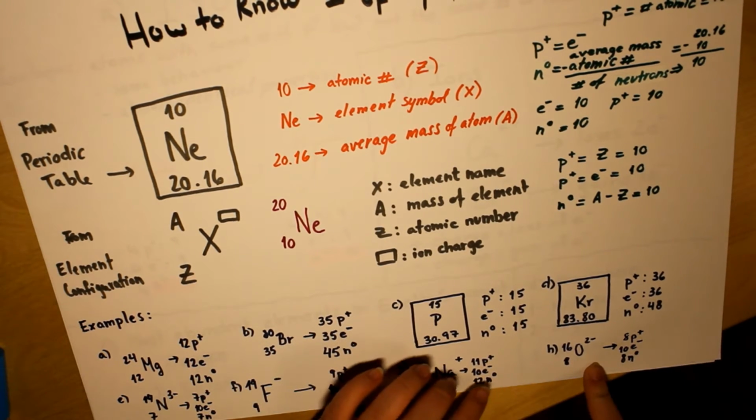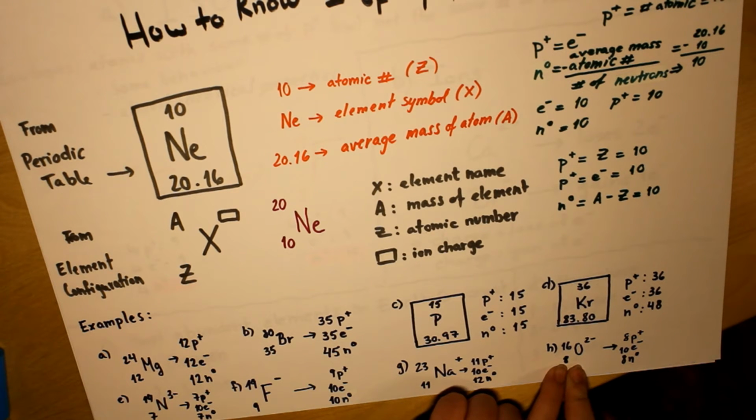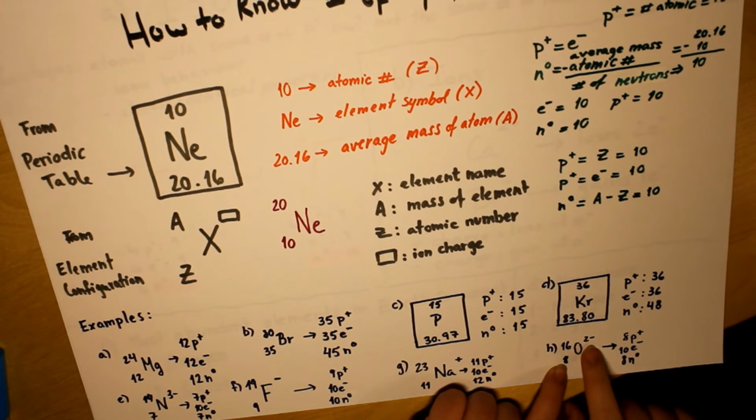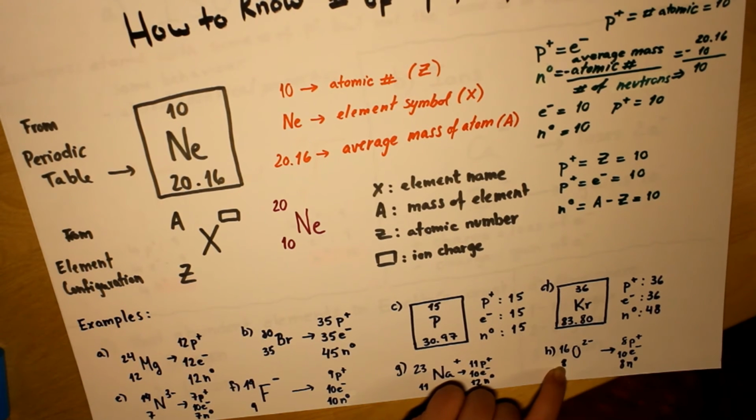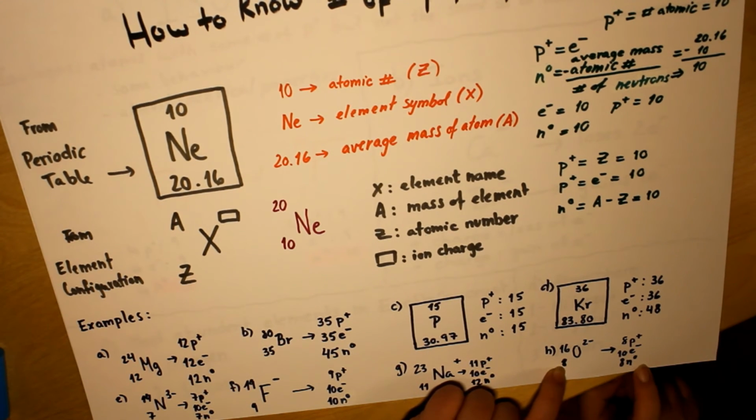And the last one is oxygen. So the oxygen ion is 2 minus. The number of protons is 8 protons. It got 2 electrons from another element, which means 10 electrons, and 8 neutrons, because you subtract 8 from 16 and it gives you 8 neutrons.